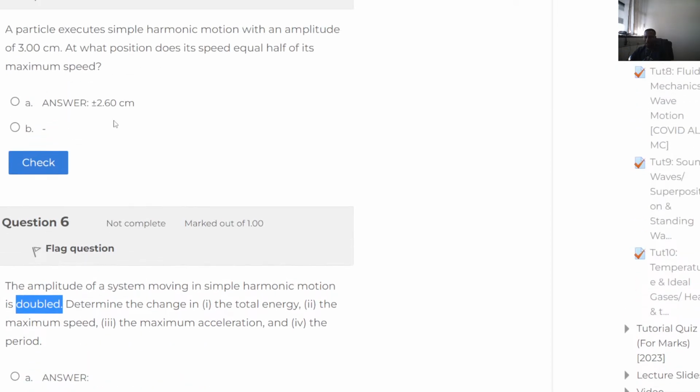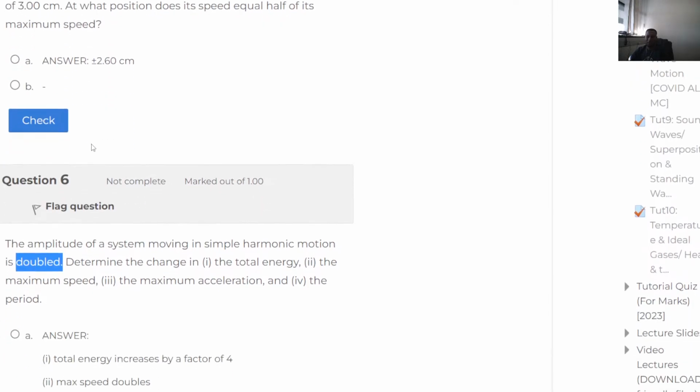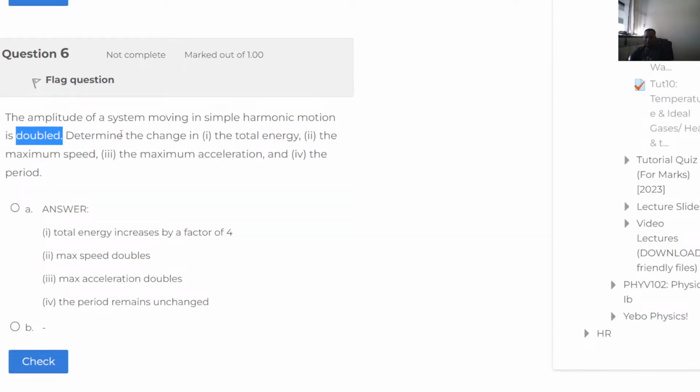Oh, by the way, did I get it correct? Yeah, the answer is 2.6. That's correct. Number 5, not a problem. It's doubled. We are given that the amplitude is doubled.